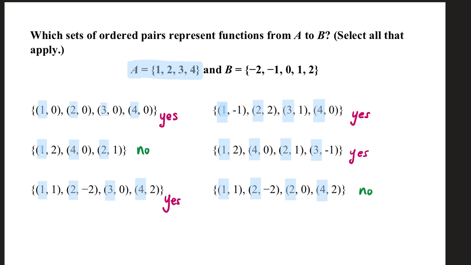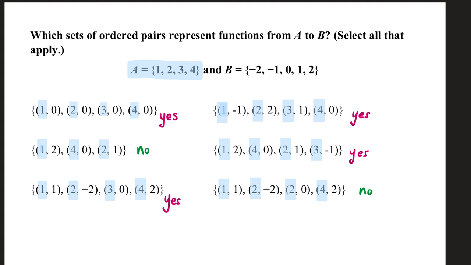Select all that apply. Let's start at the top left. Our input, those are natural numbers 1, 2, 3, and 4. They're only used once and they're all used. So yes, that list of ordered pairs, or set of ordered pairs, does represent a function from A to B. Our top right example, 1, 2, 3, 4, all the inputs are used and only once.